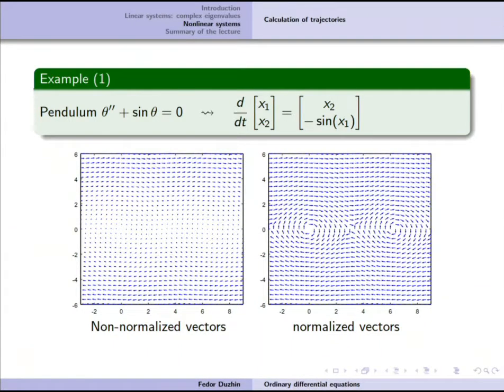Now, since we've learned everything about linear systems, let's do a little bit of nonlinear systems. Here is a nonlinear system that comes from the second order differential equation describing a pendulum, without damping. Recall that basically what we do is write that x1 equals theta as a function of t, and x2 is going to be theta prime.